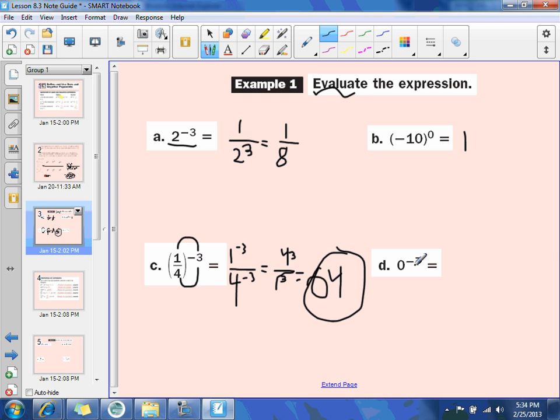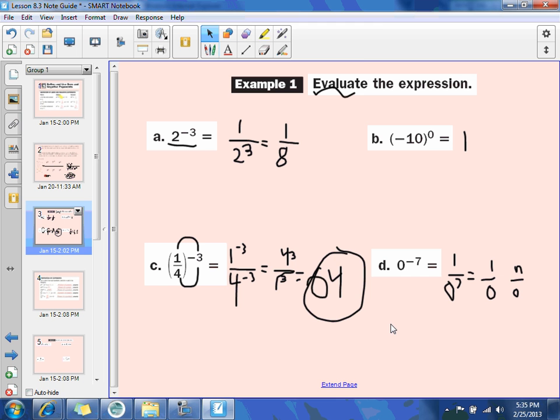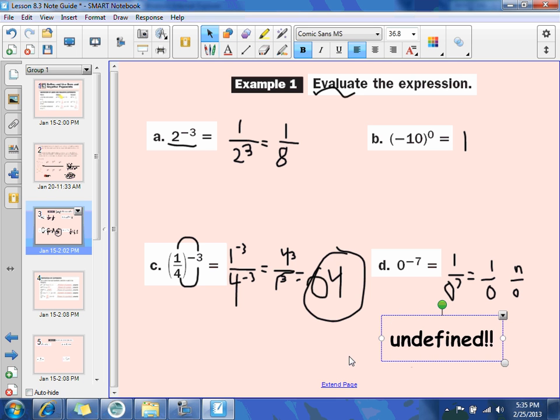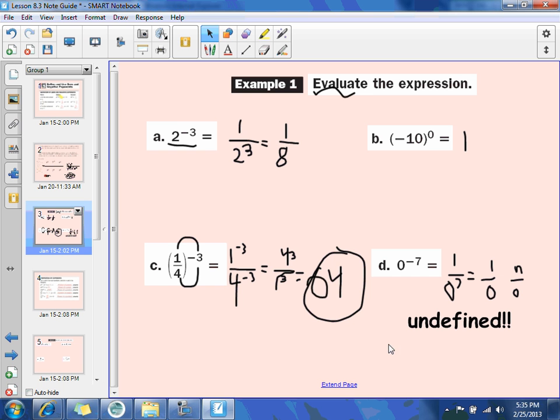Now, letter D is an interesting one. 0 to the negative 7th power, don't instinctively think that this is 0. Negative exponents means this wants to be a fraction. 0 to the 7th power and nothing in the numerator, so I put a 1. The only problem is 0 to the 7th power is 0. Can you have something divided by 0? No, you cannot. This answer is undefined. It's not a number, it's not a value, it's undefined. You can never ever divide by 0. That's just the laws of division and math.